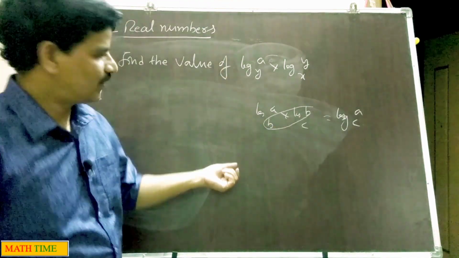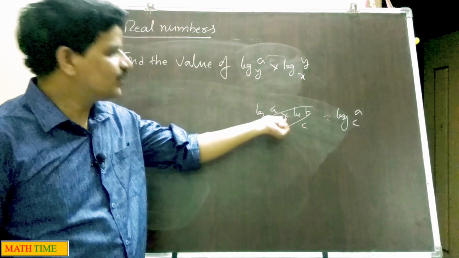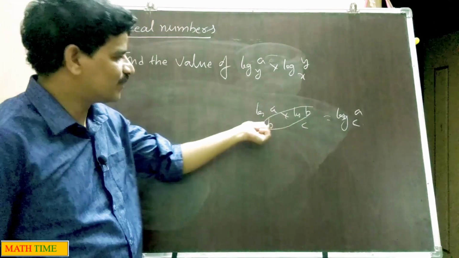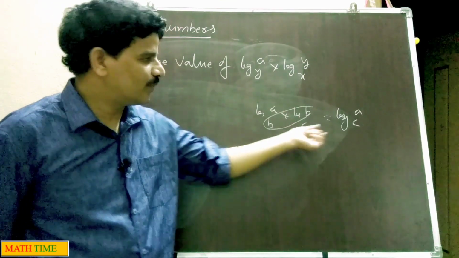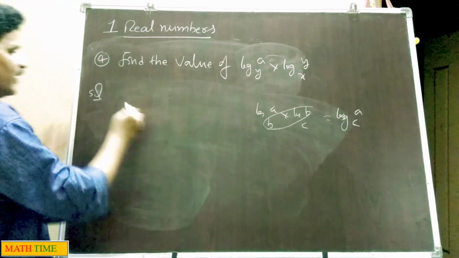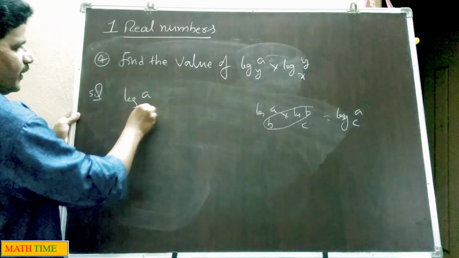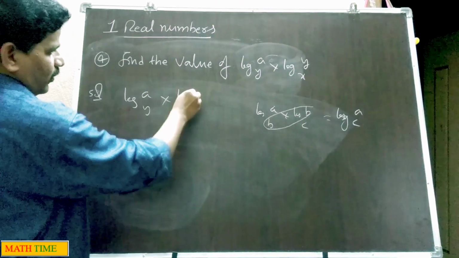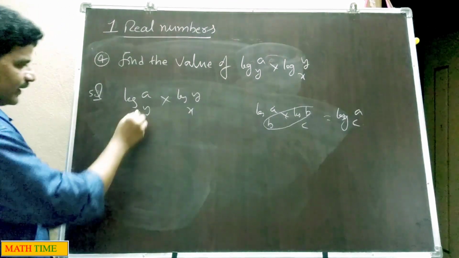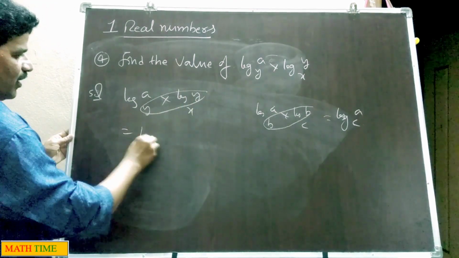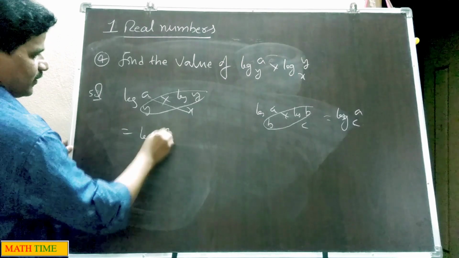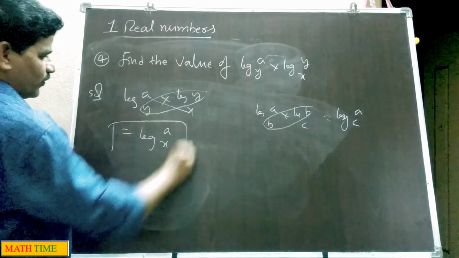This is the formula. Whenever log a to the base b into log b to the base c, whenever this base and this number both are same, you will get log a to the base c. So here log a to the base y into log y to the base x, here this base and this number are common, therefore you will get log a to the base x. This is our answer.